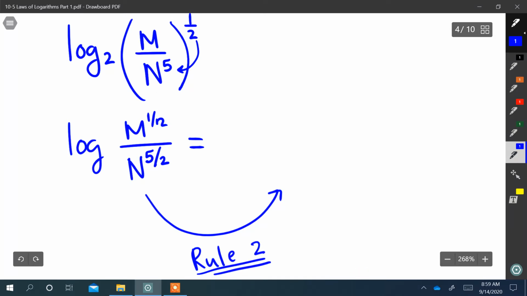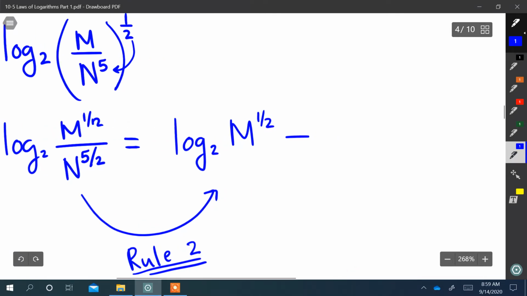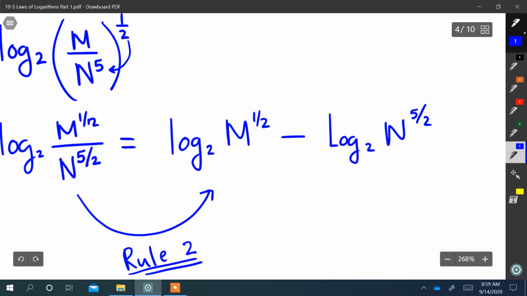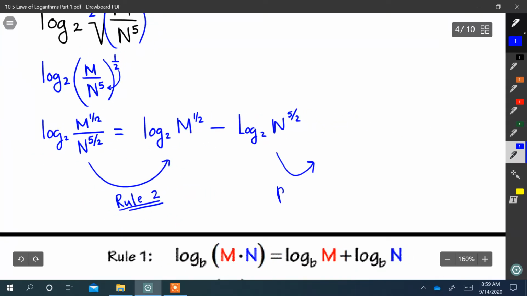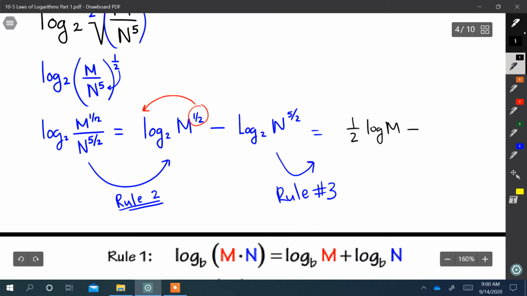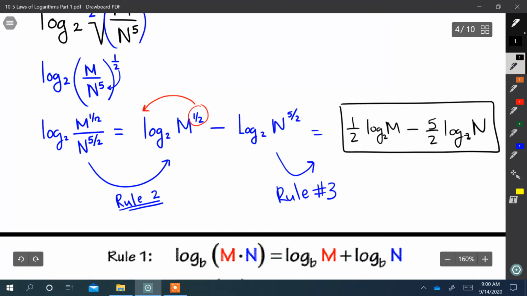Now hopefully you wrote down the rules, because that's going to help you a lot. So we have log base 2, I kind of forgot the 2 right there, of m to the half, minus, because that's what we have to do for the rule, log base 2 of n to the 5/2. And then guess what? We are going to apply rule number 3 once again. So I'm going to write those exponents, I'm going to put them on the front there. So here's what I'm going to get: half log base 2 of m minus 5 over 2 log base 2 of n, and I forgot the 2 right there as well, and that's how you write it in expanded form.